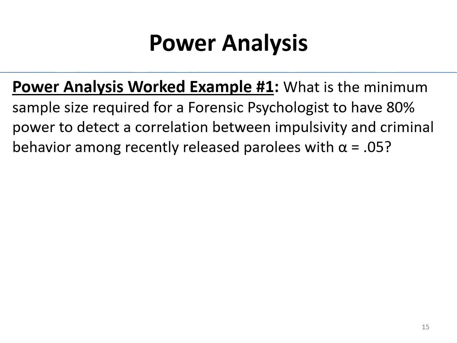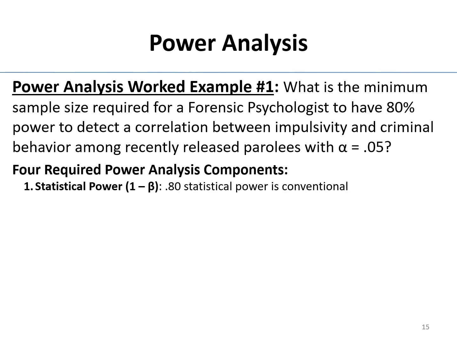So, worked example number 1: what is the minimum sample size required for a forensic psychologist to have 80% power to detect a correlation between impulsivity and criminal behavior among recently released parolees with an alpha level of 0.05? Again, there are 4 required components of power analysis. One is statistical power. We're going to use 0.8 because that's the convention. Significance level, we're going to use 0.05 because that's the convention.